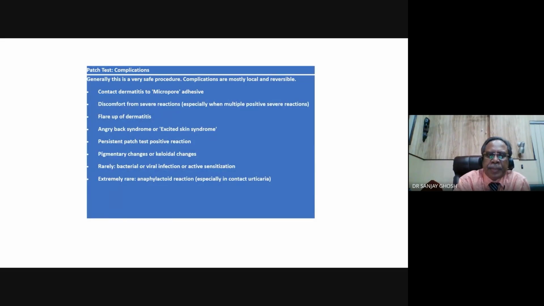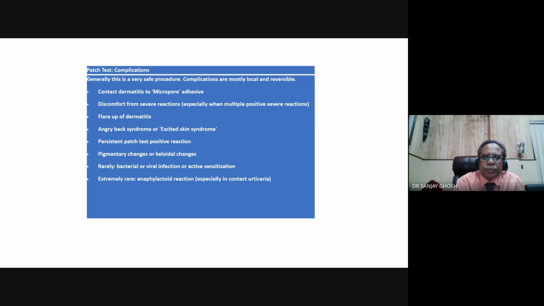Now, complications of patch test. It is usually a very safe procedure. Over the last 40 years I have done almost 40,000 patch tests. Hardly one patient has complained of anything, except a few. So you can safely do it on your own, even in your office. There is no need of any big center.